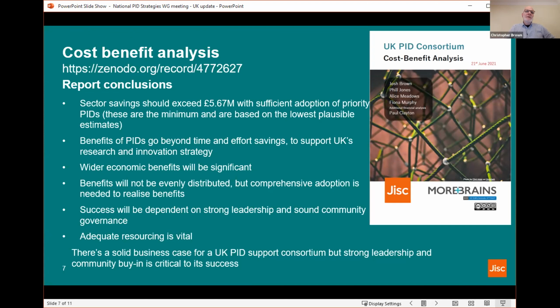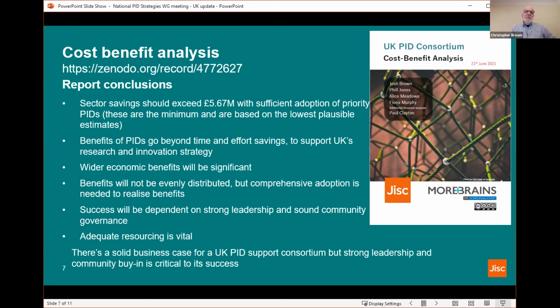So they're potentially much greater than that, and the benefits of adopting and integrating PIDs go beyond the time and effort saved. There are wider economic benefits. They should be realised, but they're not going to be evenly distributed unless we have comprehensive adoption across the sector to realise those benefits.